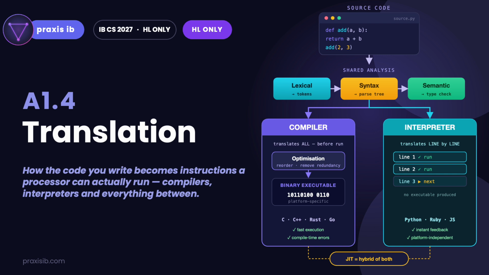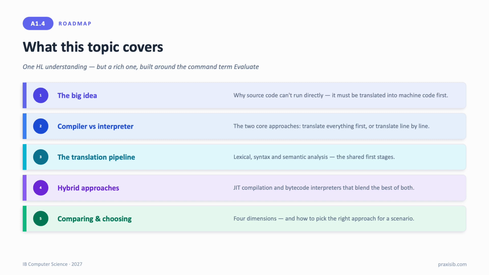Let's begin. Here's our plan for the lesson. The syllabus lists this as a single understanding, but there's a lot inside it. So we will go through it in clear steps. First, the big idea. We will see why source code cannot run directly. And we will look at the real example of one line of code turning into binary. Second, the two main approaches. These are the compiler and the interpreter.